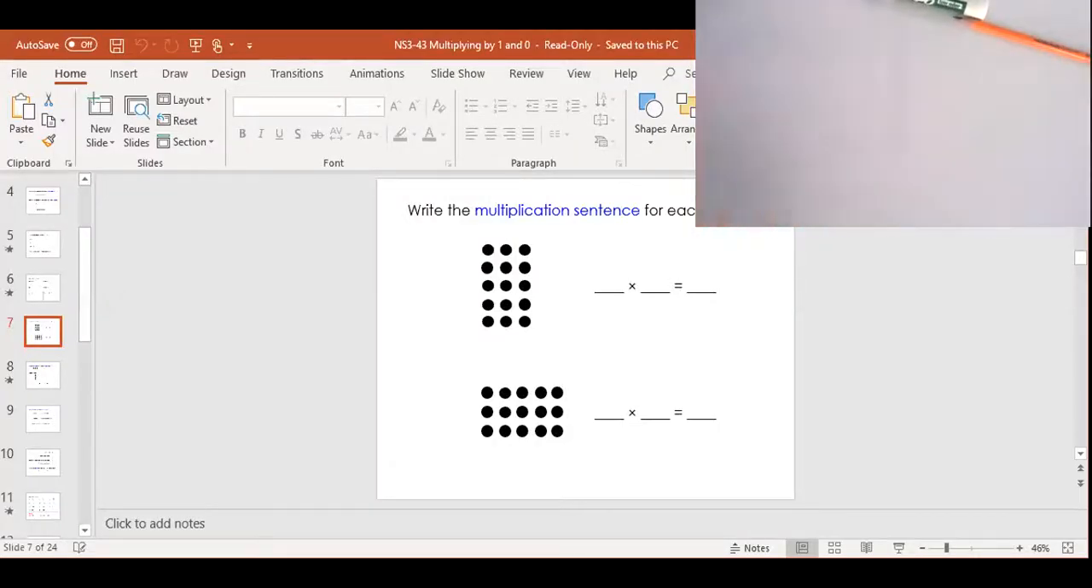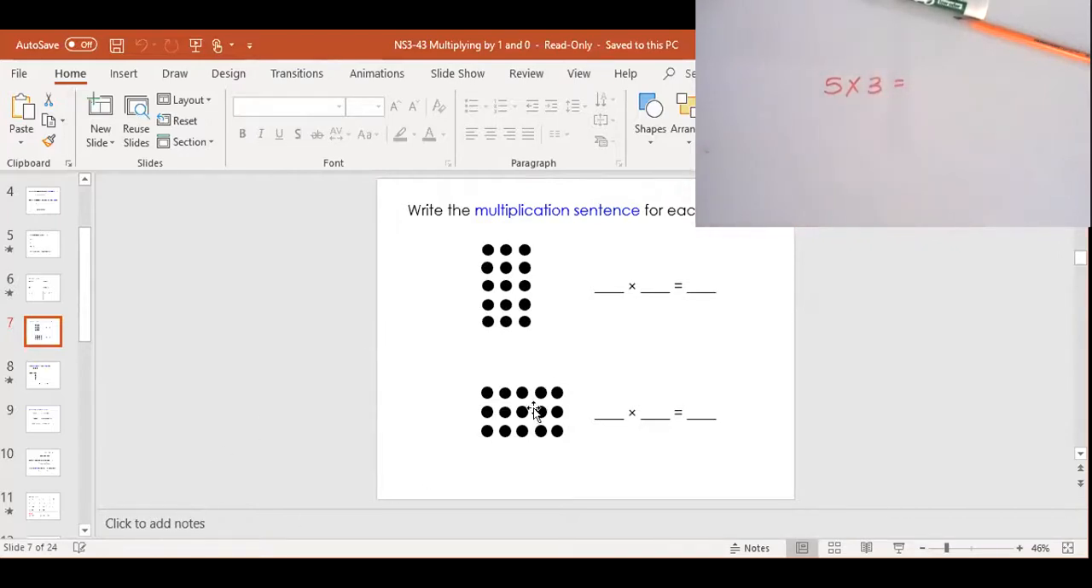Okay, so I want to show you this little array, and we've shown these before. If I was to write a multiplication sentence for this array, each of the rows I'm going to call the group. So how many groups are there? There's 1, 2, 3, 4, 5. So I would write 5 groups of, and how many are in each group? 1, 2, 3. So 5 groups of 3.